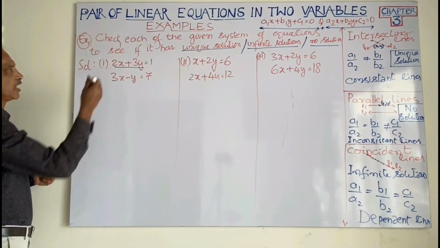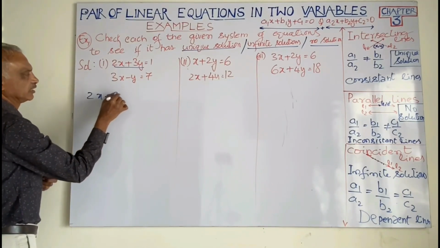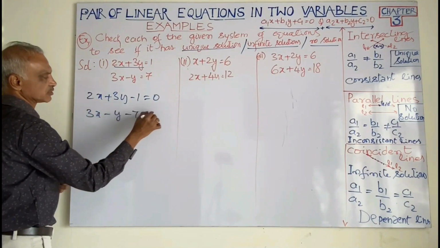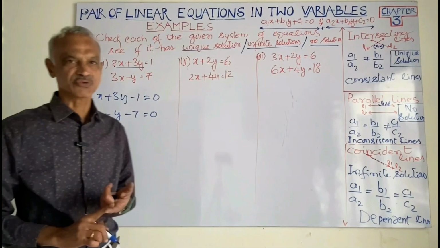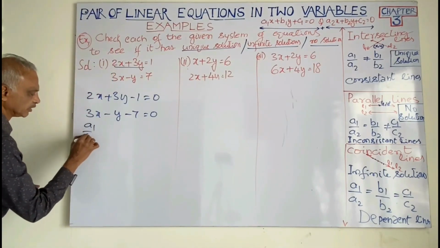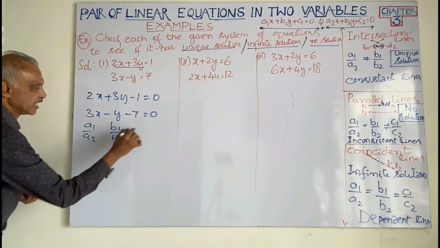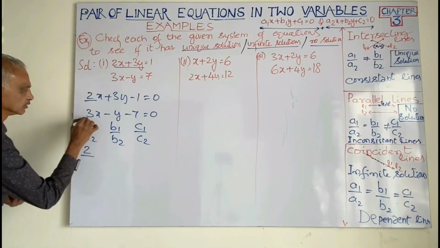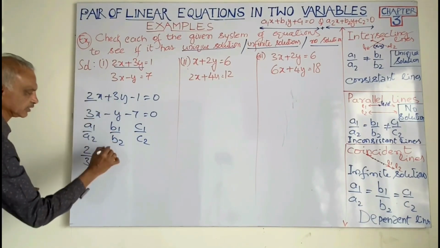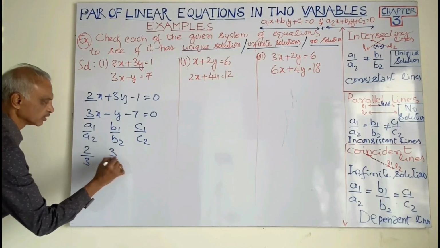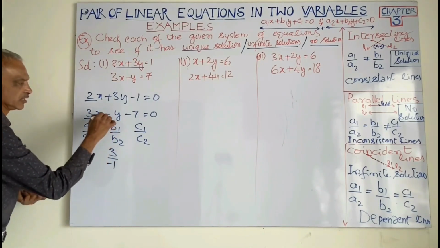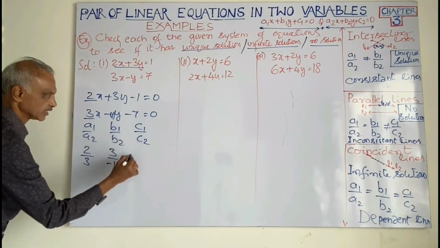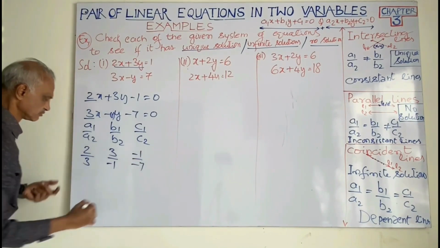We will check. I am taking this example, 2x + 3y - 1 = 0 and 3x - y - 7 = 0. Let us find the ratio of the coefficients: a1/a2, b1/b2 and c1/c2. What is a1 here? 2. 2 by a2, which is 3. 2/3, and then 3 by, what is b2? Minus 1. You have to take minus 1 here. Next, c1/c2, minus 1 by minus 7.